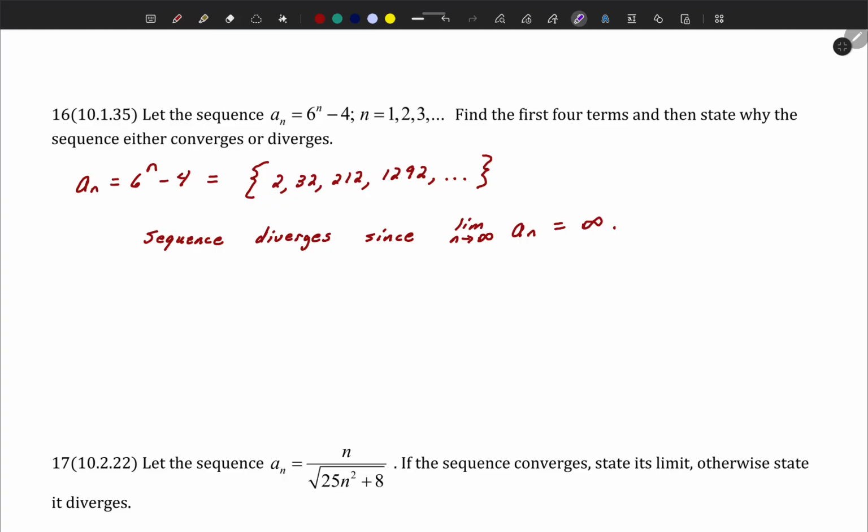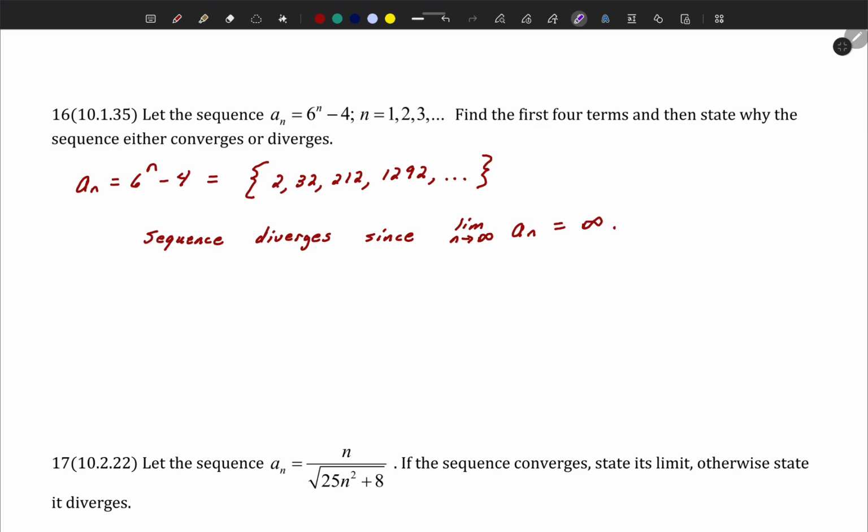When you plug a 2 into it, you get 6 squared, 36 minus 4 is 32. When you plug a 3 in, you'd get 6 to the third, which is 216 minus 4, 212. And then when you plug a 4 into it, 6 to the fourth power, 1296 minus 4 is your 1292. And of course, this continues on and on and on forever.